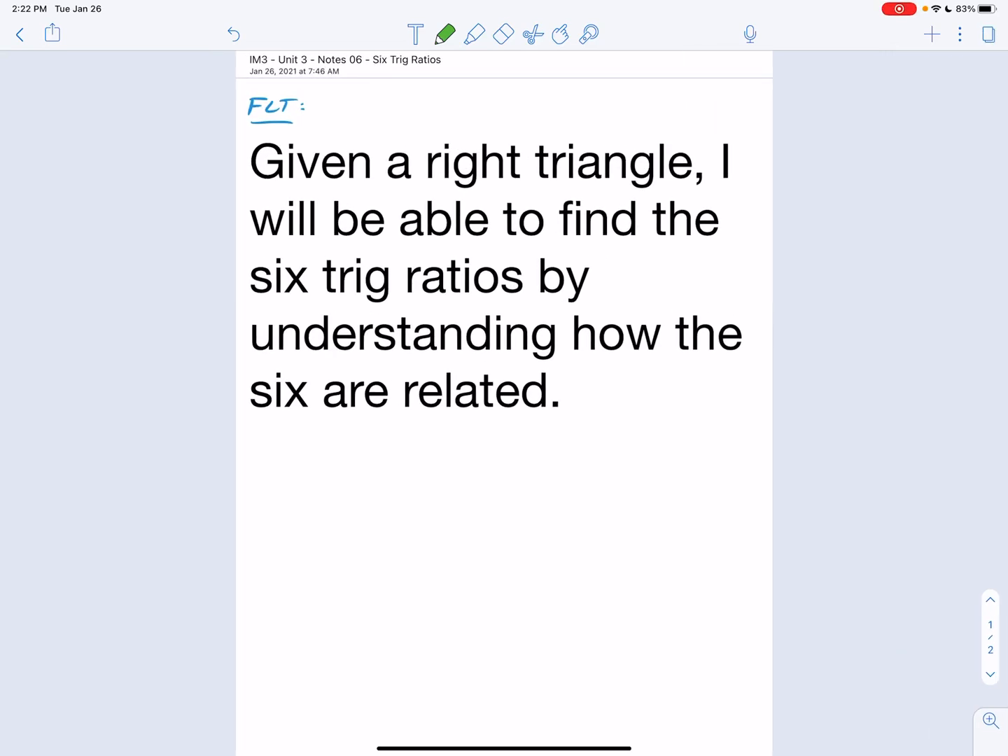Hey guys, this is IM3 Unit 3 Notes number 6. Title 6, Trig Ratios. So go ahead and write down your FLT here and press play whenever you're ready.